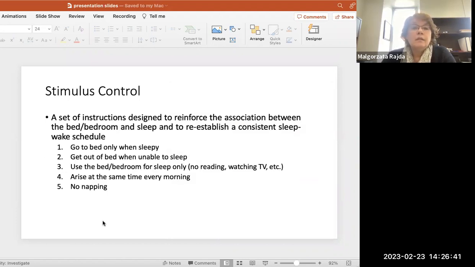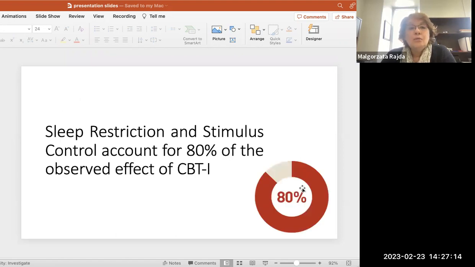Stimulus control is based on the concept of breaking the learned association between the bedroom environment and wakefulness. So we tell people to get out of bed when they are not sleeping and go to bed only when they are feeling sleepy. But they still have to get up at the same time every morning. So there is no mercy here. And those two measures account for 80% of the CBTI effect on sleep.